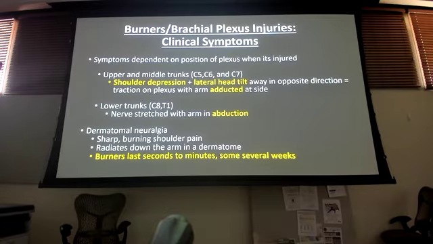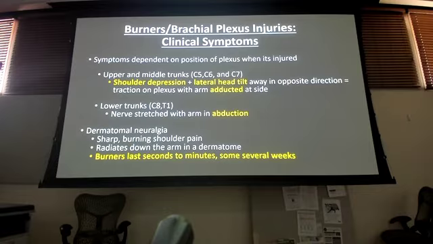So upper and middle trunk, C5, 6, 7, that's what you're only going to see is that shoulder depression, lateral tilt. And then lower trunks, C8, T1, that's that stretch with the arm in abduction. So that would be the arm away from the body like this, correct? Yes? Okay, C8, T1. Okay. So another layer to add to your remembrance now. They have the arm stretched like that, and they have C8, T1.